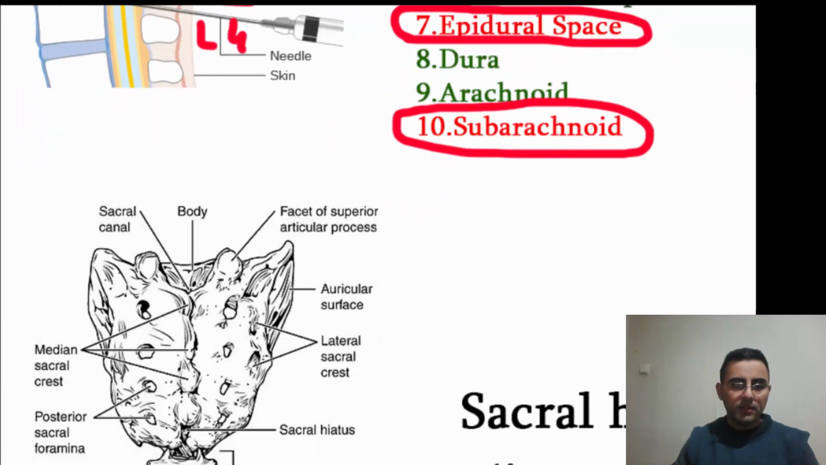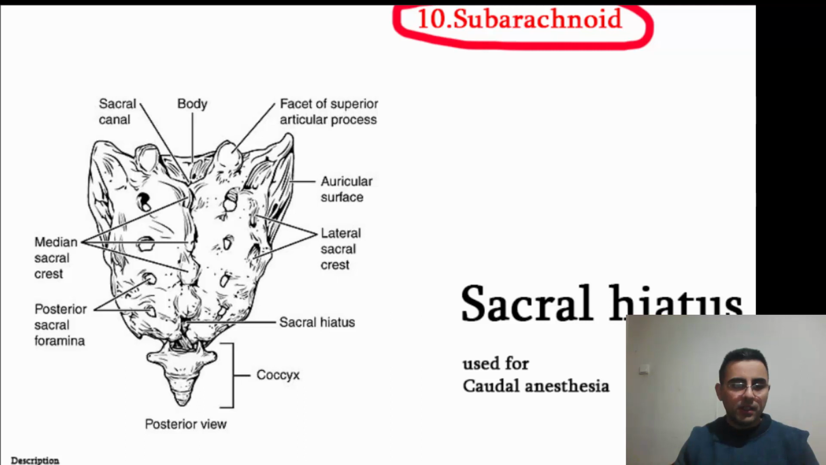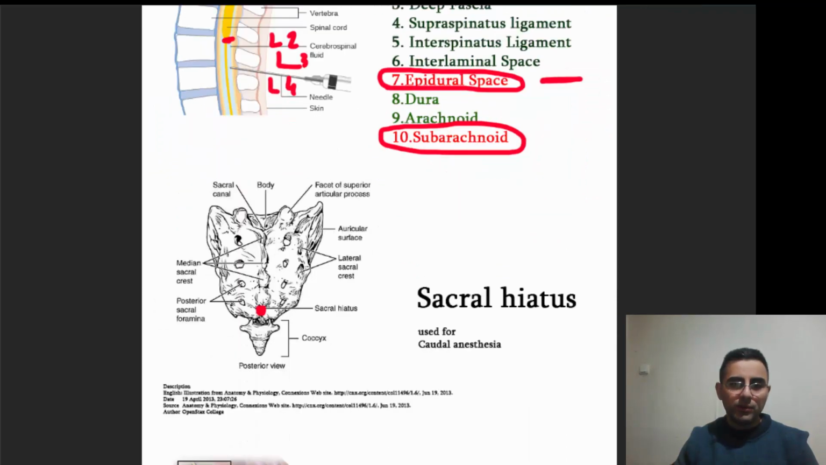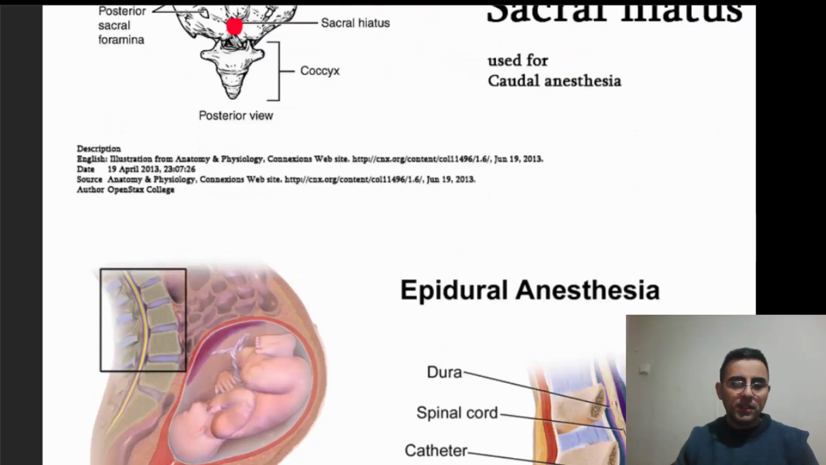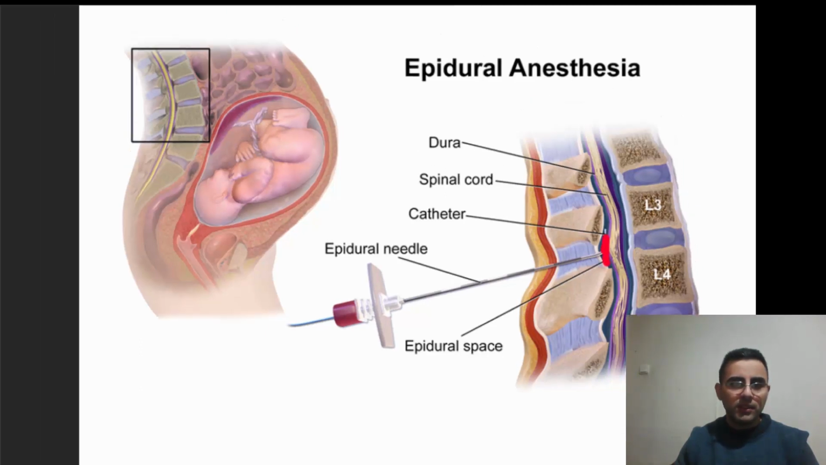Okay, and here is sacrum, and sacral hiatus is also important because here is sacral hiatus, it is a hole, and it is also possible to approach with a needle from it, and it is caudal anesthesia. Caudal anesthesia is always epidural anesthesia, and epidural anesthesia is in epidural space here, and epidural anesthesia is very common during delivery, physiological delivery. As you see, this procedure is made between L3 and L4.